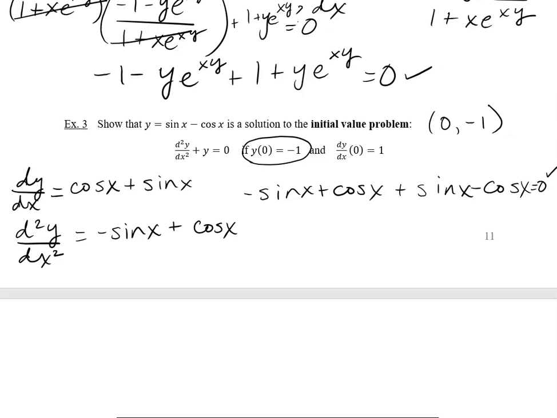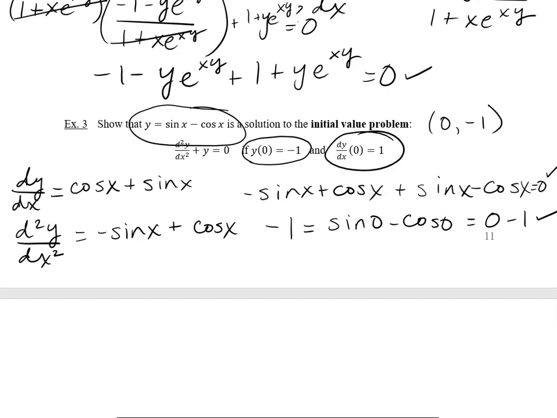Now let's talk about the y of 0 equals -1. So if we substitute that information into the solution equation, we should have -1 equals sine of 0 minus cosine of 0. And that does, in fact, work. So we're good to go there. Let's go ahead and just verify the derivative expression as well. 1 is equal to, so I'm using this equation now, 1 is equal to cosine of 0 plus sine of 0, which of course is just 1. So we are good to go there. So that's how you would verify it if they give you an initial condition.